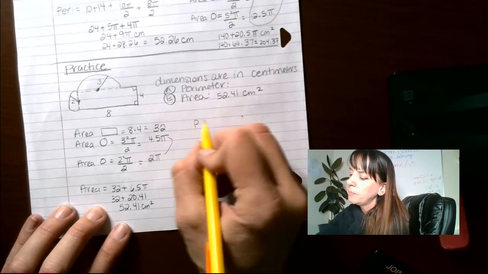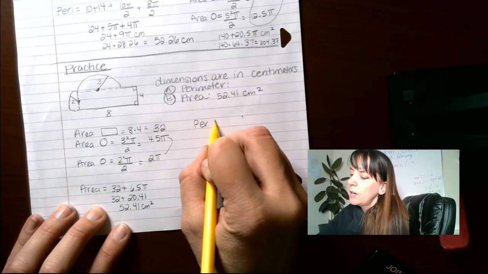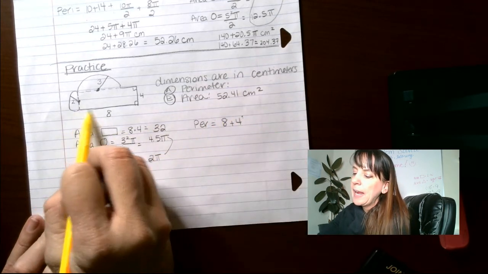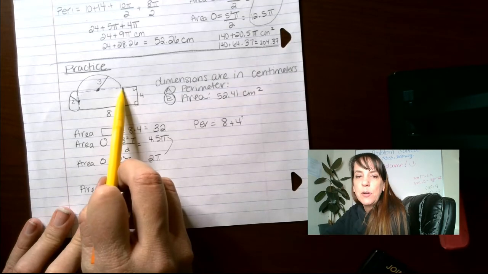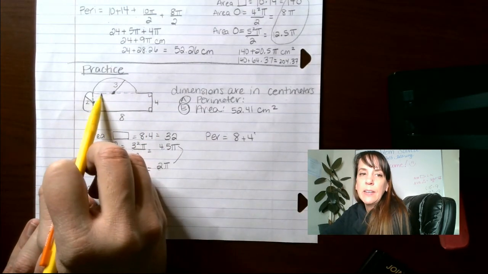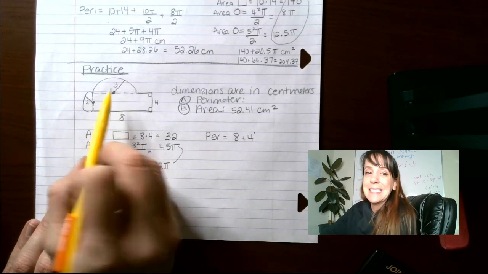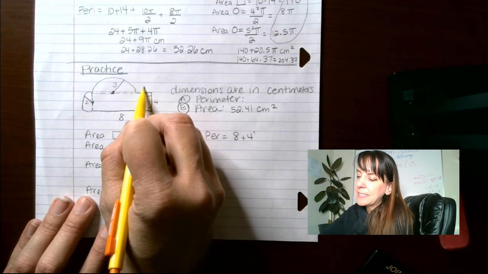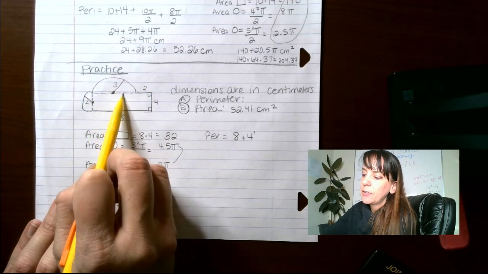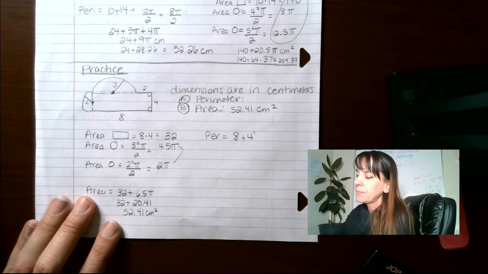All right, for perimeter. Perimeter of, so we've got 8 plus 4, 8 plus 4, but now we need that little bit that's right there. Well, notice this is 3. That makes this thing 3 and this thing 3. That's 6. 2 more would give me 8. So this whole thing has to equal 8. So I have 3, 3, and 2 gives me 8.